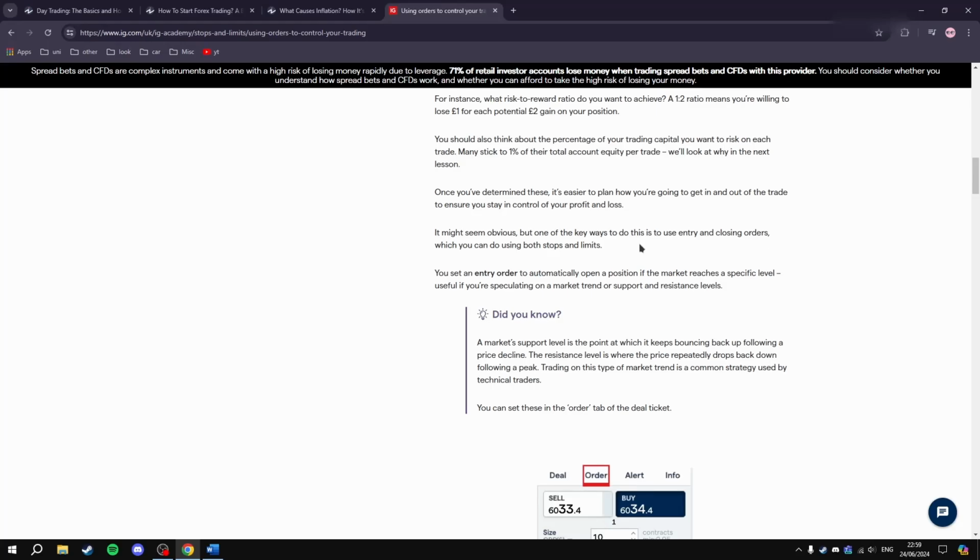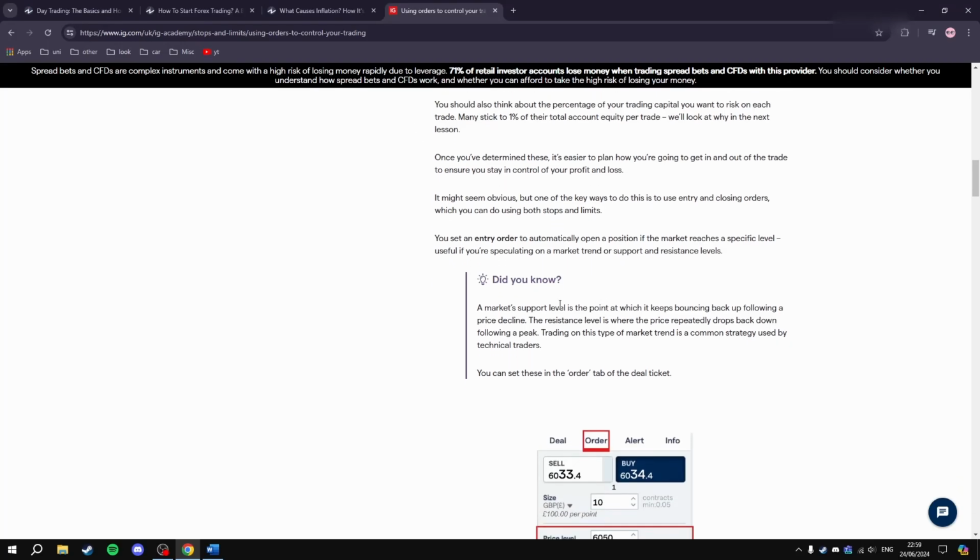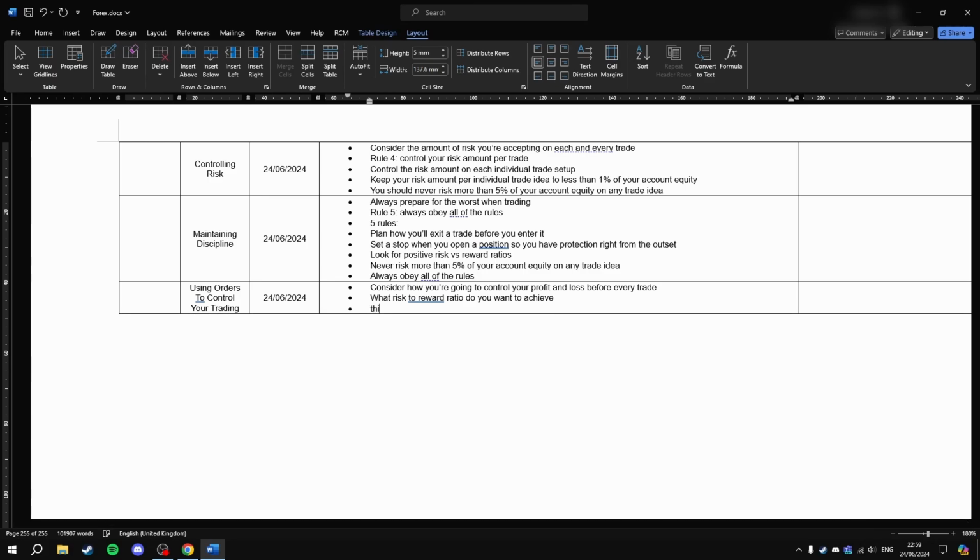You should also think about the percentage of your trading capital you want to risk on each trade. Many stick to 1% of their total account equity per trade. We'll look at why in the next lesson.